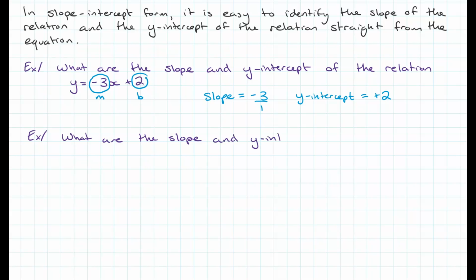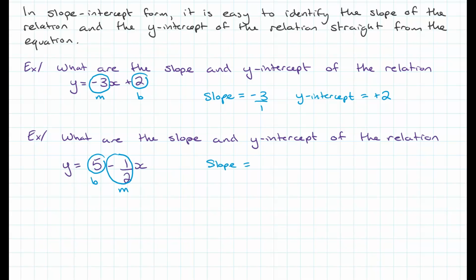The slope and y-intercept of the relation y equals 5 minus 1 over 2x. Now this is a little bit backwards because the slope is always the thing in front of the x, and the y-intercept is the thing that is not in front of the x. So these are written in backwards order. The slope is negative 1 over 2, and the y-intercept is positive 5.